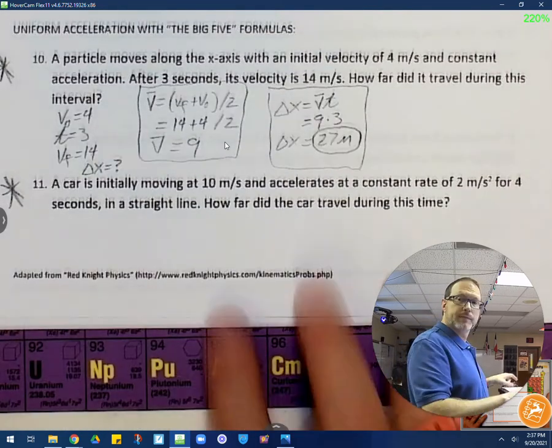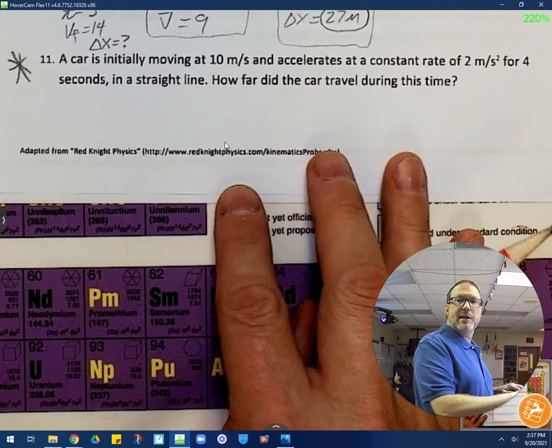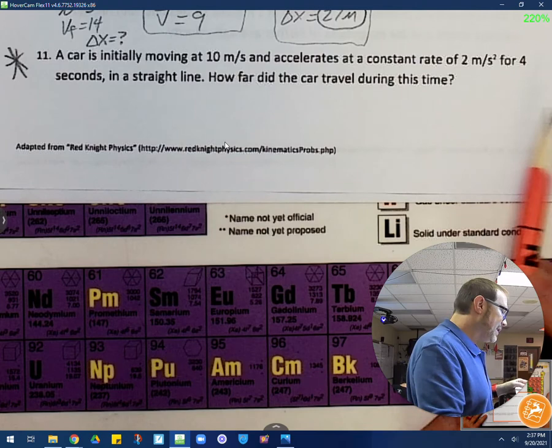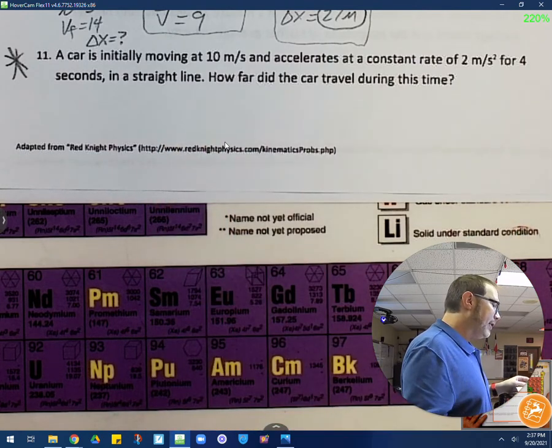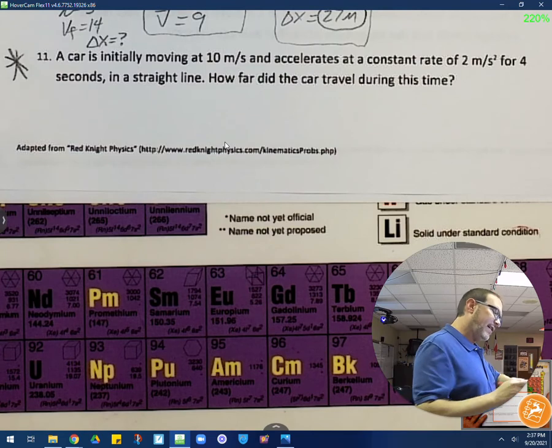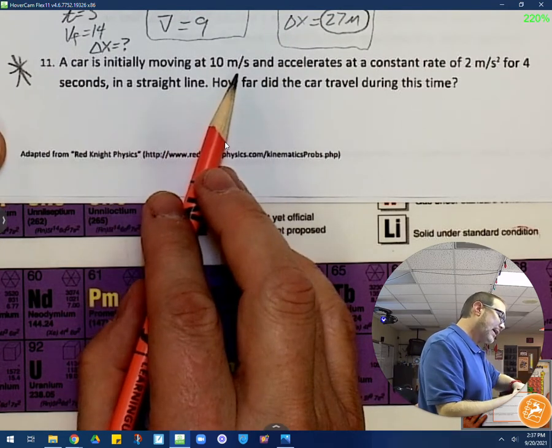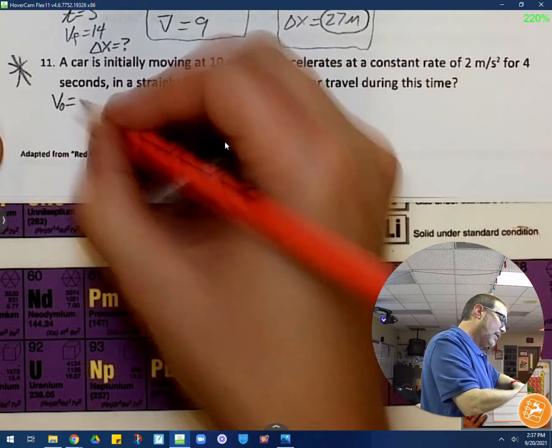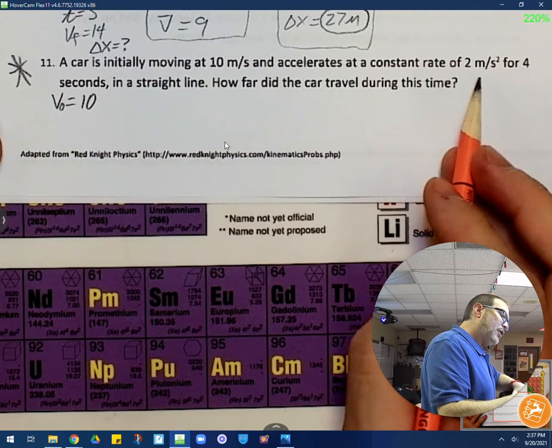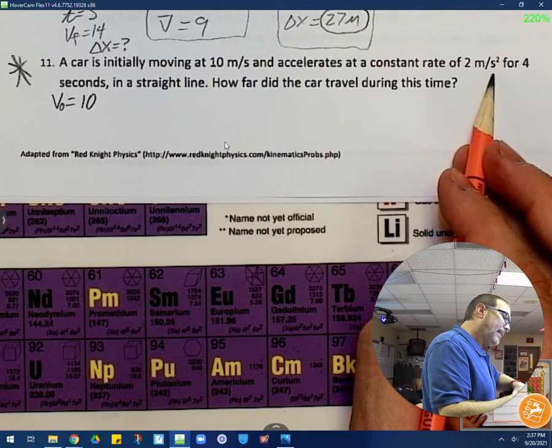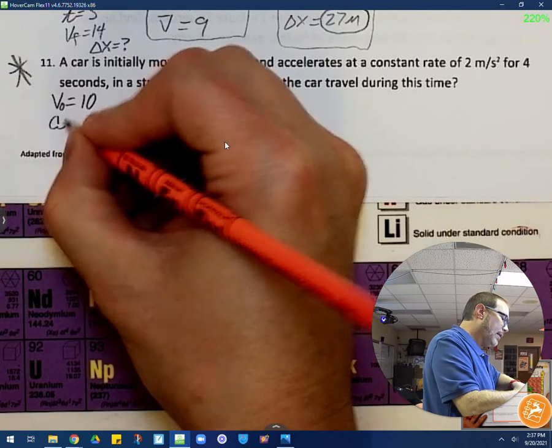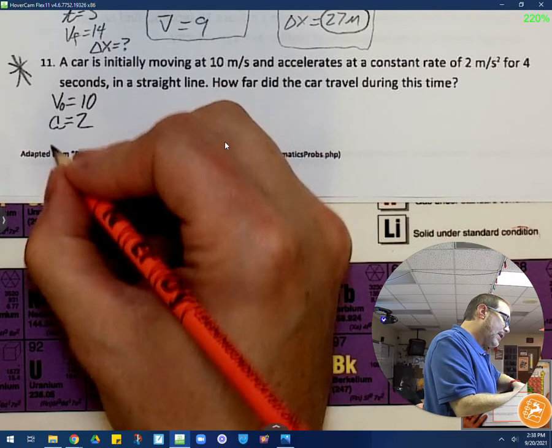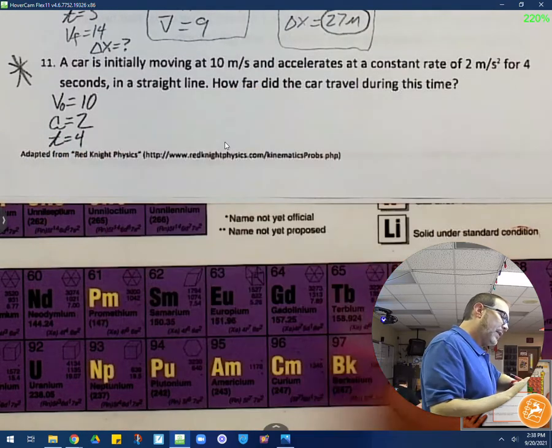A car is initially moving at 10 meters per second and accelerates at a constant rate of 2 meters per second squared for 4 seconds in a straight line. How far did the car travel during this time? Let's get down what they give us. What is 10 meters per second? That is V0. Constant rate of 2 meters per second squared, what's that going to be? That's a. Good deal. So a equals 2. 4 seconds, what is that? t equals 4.